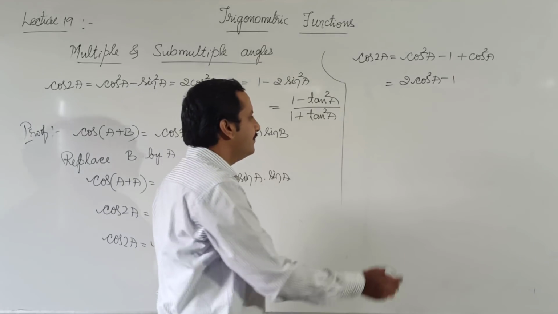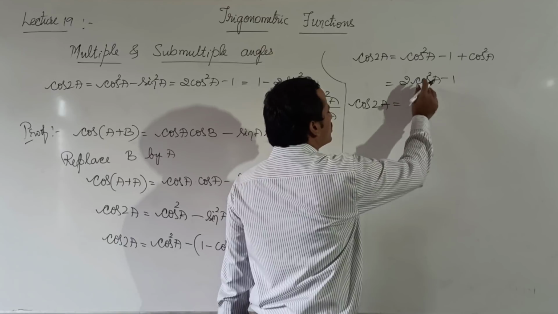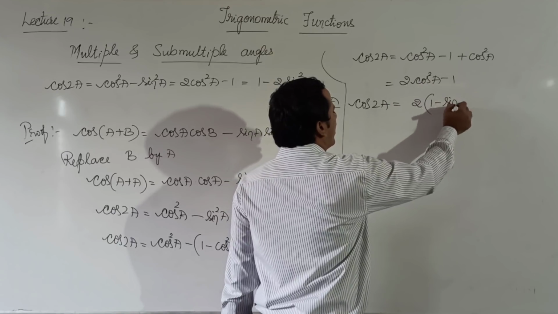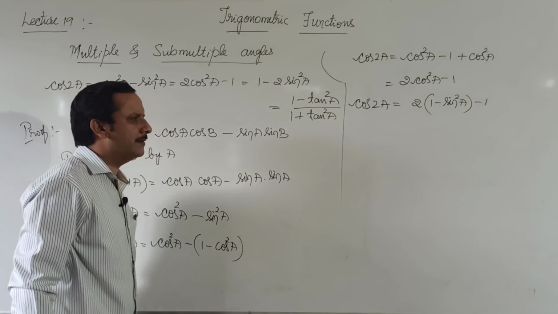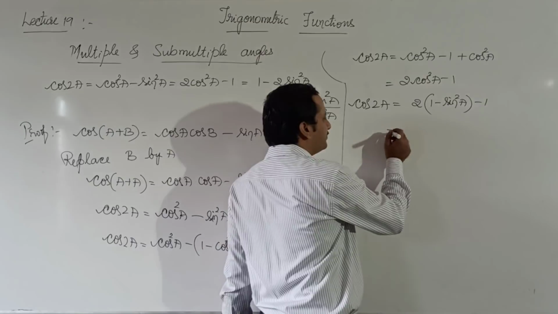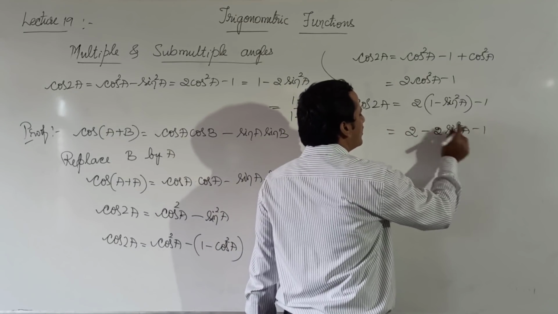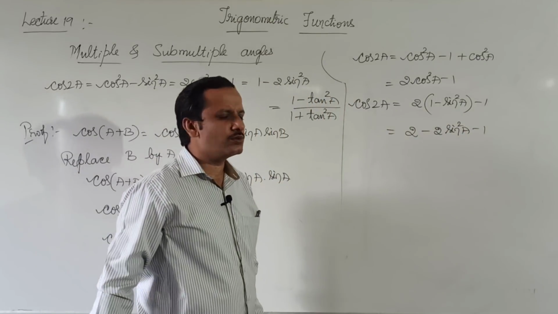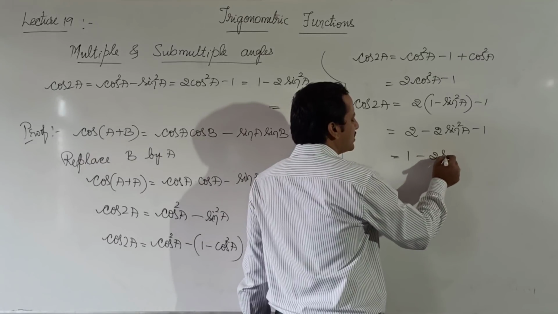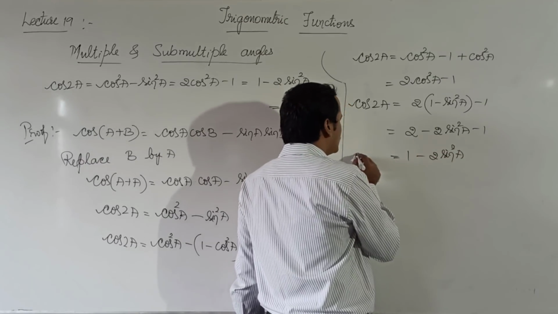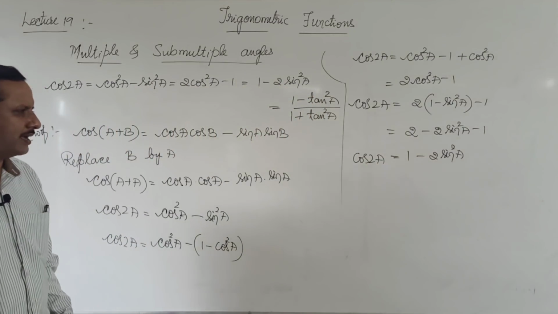Now further, here I will write cos square a as 1 minus sin square a. That's equal to 2 minus 2 sin square a minus 1. I am just taking this 2 inside. 2 minus 2 sin square a minus 1, that's equal to 2 minus 1 is 1 minus 2 sin square a. So you have cos 2a equal to 1 minus 2 sin square a.